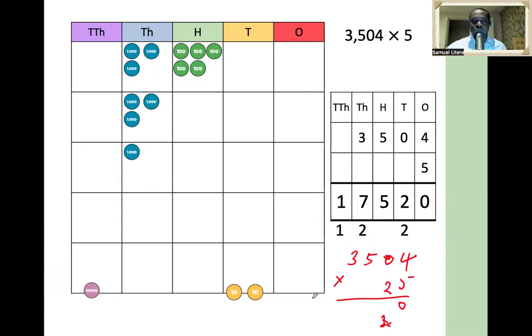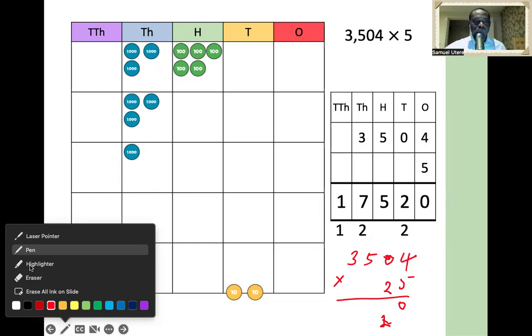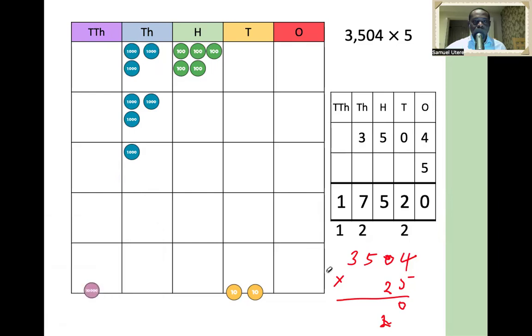That's 2. Sorry, I shouldn't be writing it there. Let's rub that off. Let's draw a line there. So that's the 2 there. Let's cross that out. We've used it. 5 times 5 is 25.